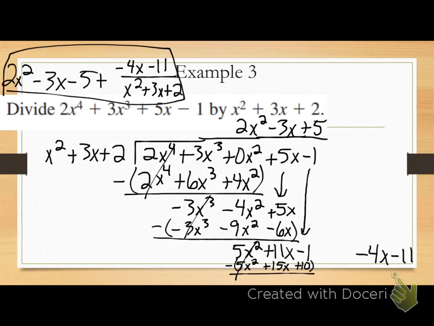Do we have a question? Can you explain that very last part to me? The remainder? No, the 5x squared plus 11x minus 1. Oh, no, we just got that from subtracting. Never mind. We subtracted 5x minus negative 6x, and negative 4x squared minus negative 9x squared. Bring down your negative 1. And then I asked myself, x squared times what would give me 5x squared? 5. So now I multiply this through my divisor.